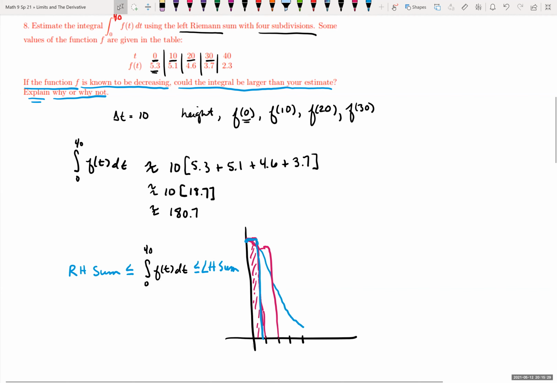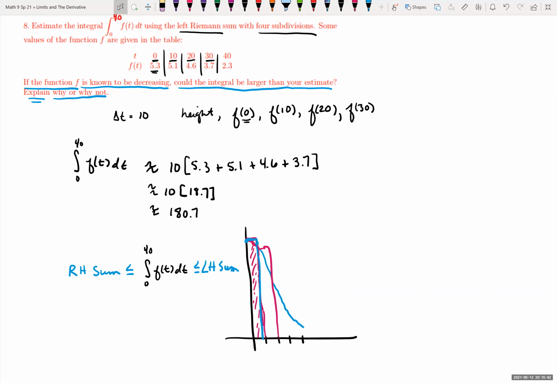Okay, so that was that problem. And I don't know why I did this, but when I multiplied 10 times 18.7, I put 180.7. This should be 187 in here, or 187.0.